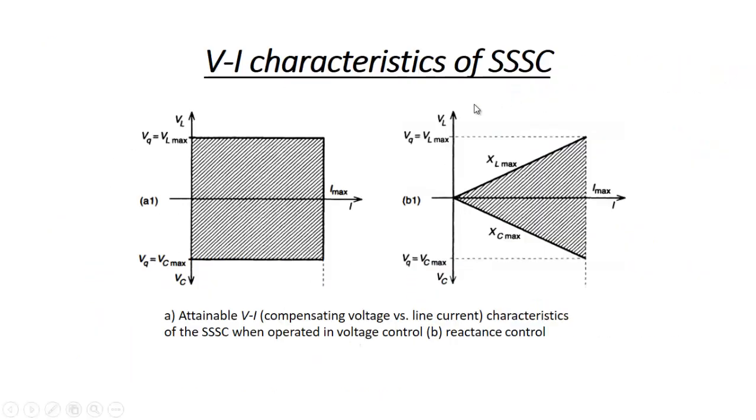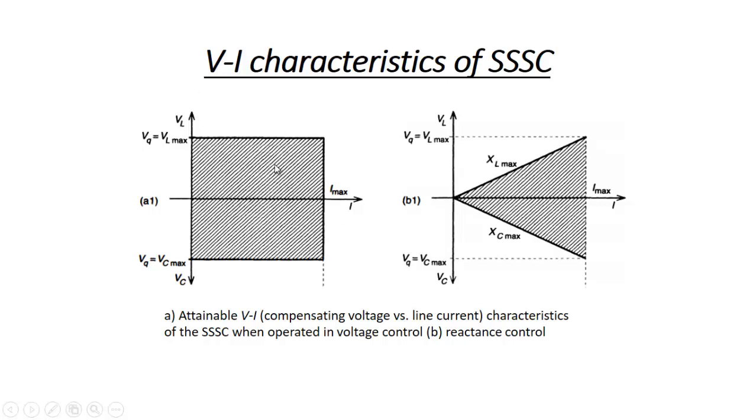Now the VI characteristics of SSSC is similar to that of the STATCOM. Only thing is that now the voltage and current will change the axis. So here, for any amount of current, you will see this is actually the ideal VI characteristics and ideal impedance characteristics of the SSSC. So for any amount of current, it will always inject a constant voltage VQ, which will be equal to VL max.